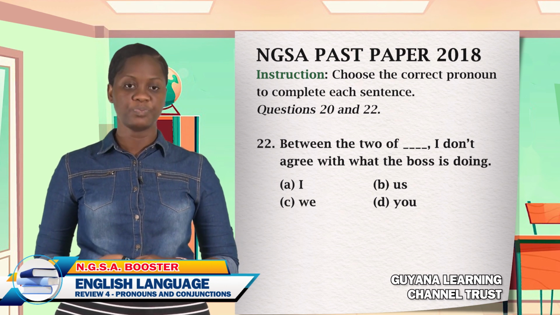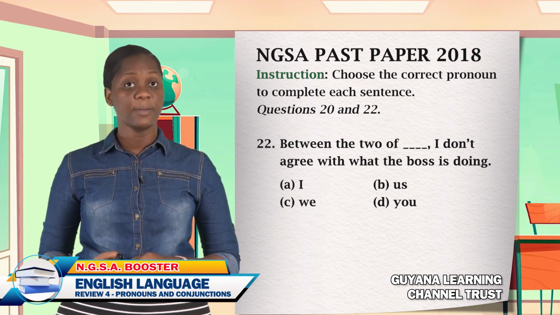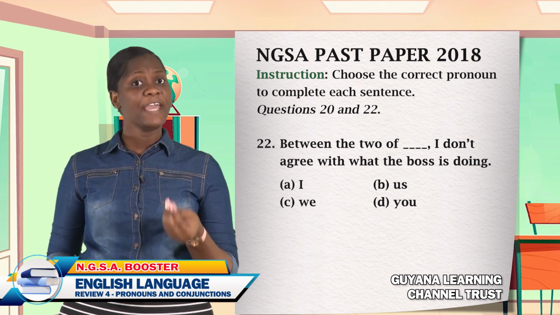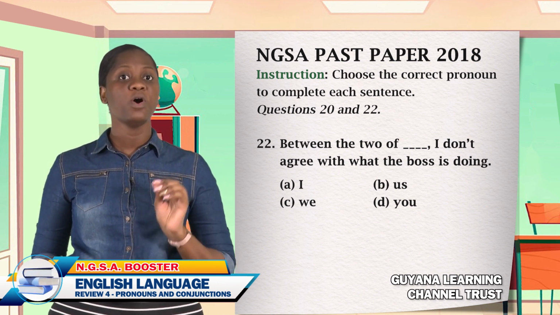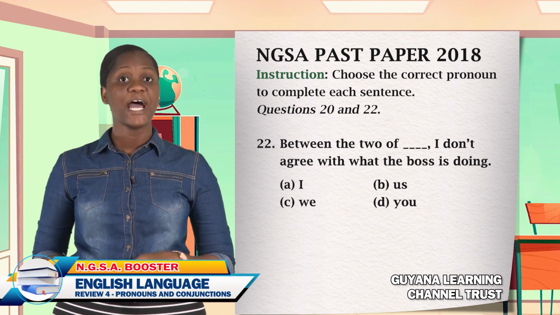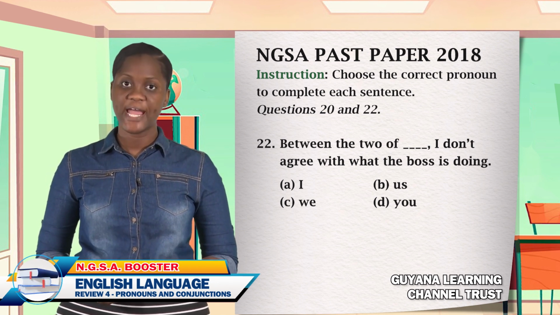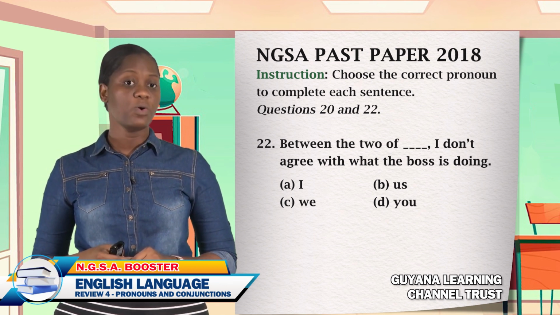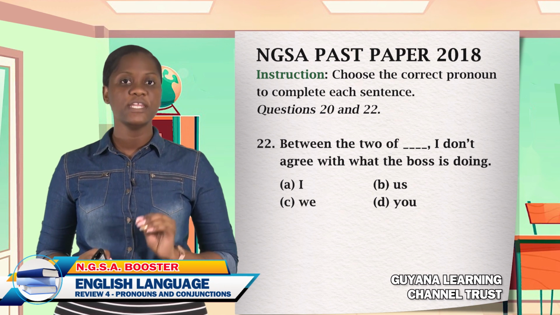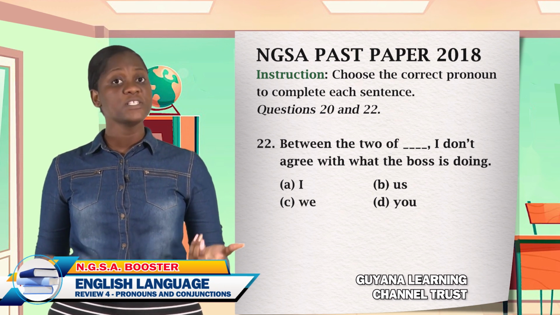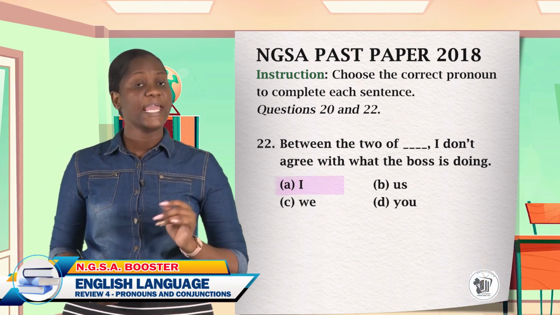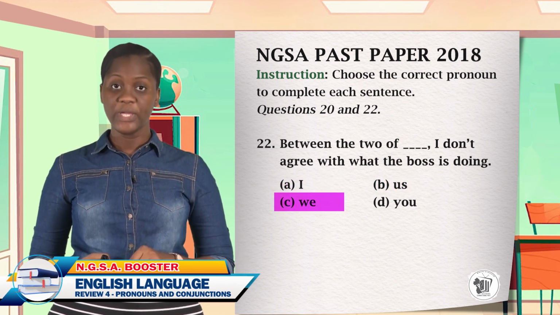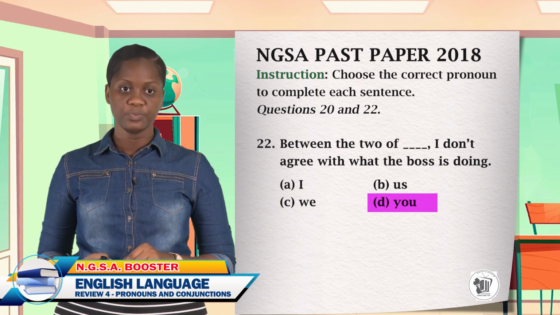Number 22. Between the two of something, I don't agree with what the boss is doing. If you remember, boys and girls, we always use object pronouns after prepositions such as with, between, along, etc. So, in that blank, we need an objective pronoun. So let's look at our options. A, I, B, us, C, we, or D, you.